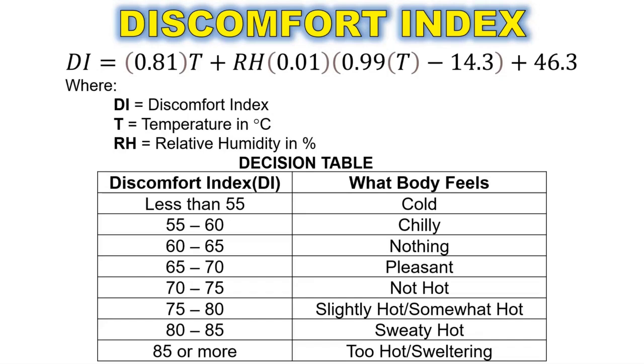If it is within the range from 70 to 75, it is not hot. If it is within the range 75 to 80, it is slightly hot or somewhat hot. If it is within the range 80 to 85, it is sweaty hot. If it is greater than or equal to 85, it is too hot or sweltering.